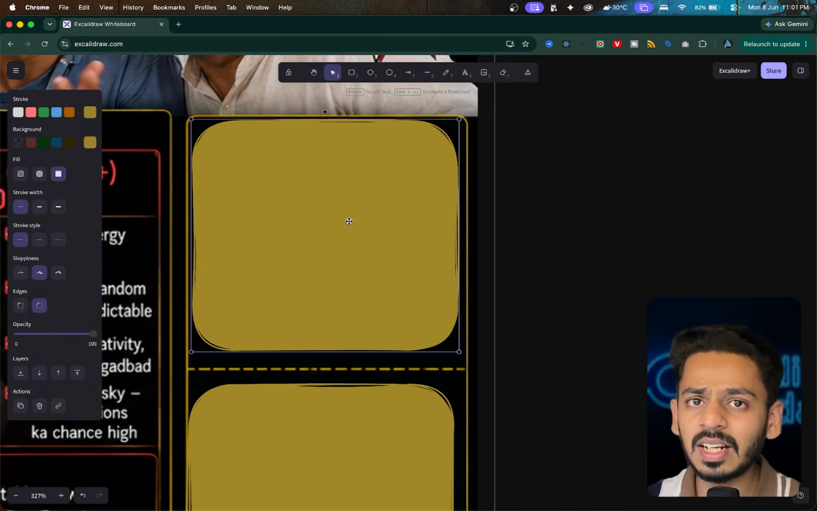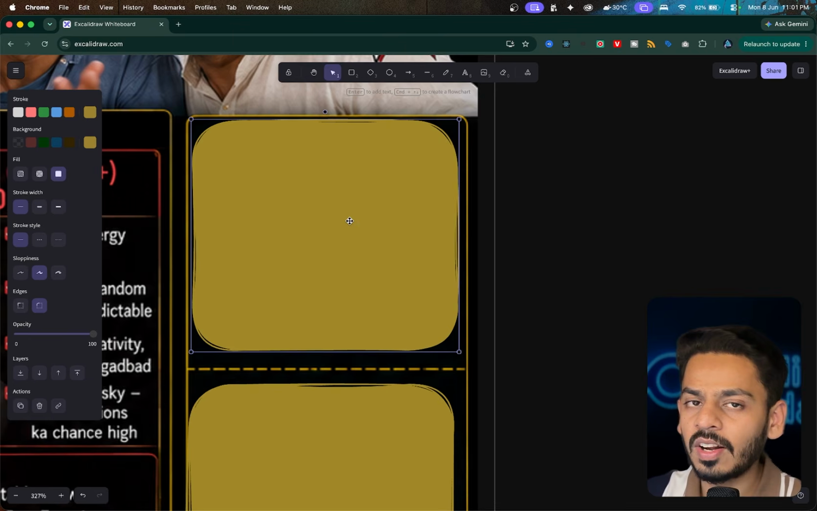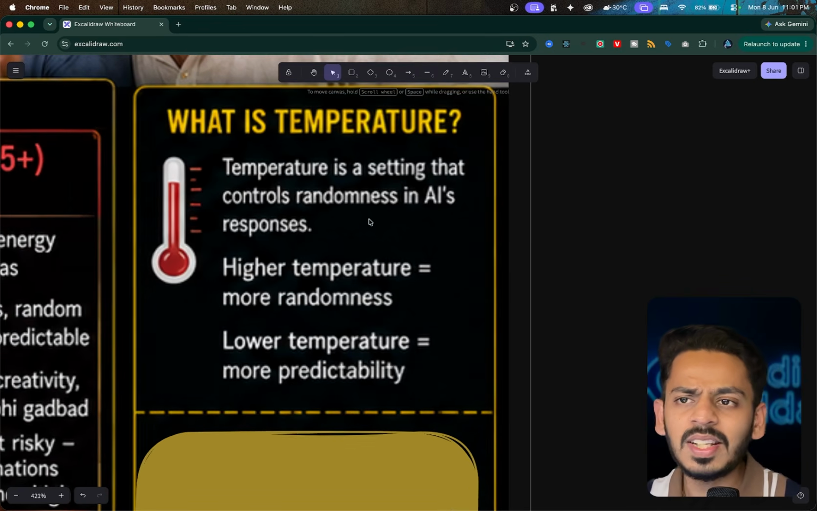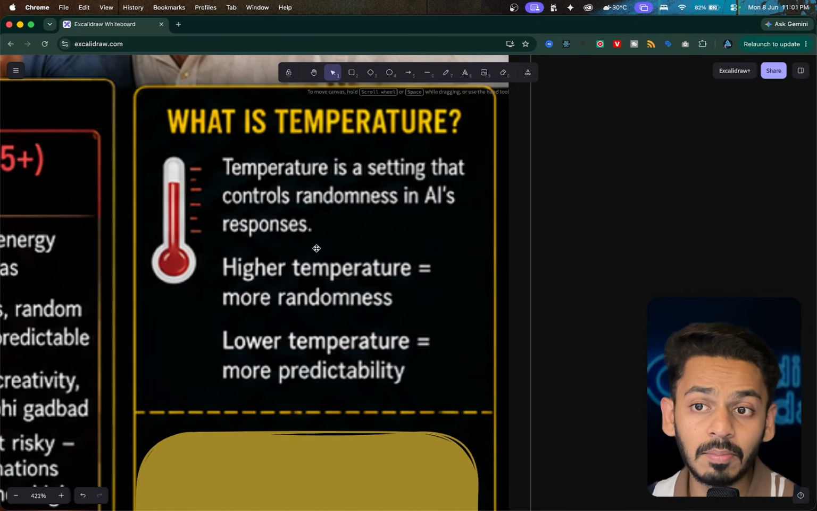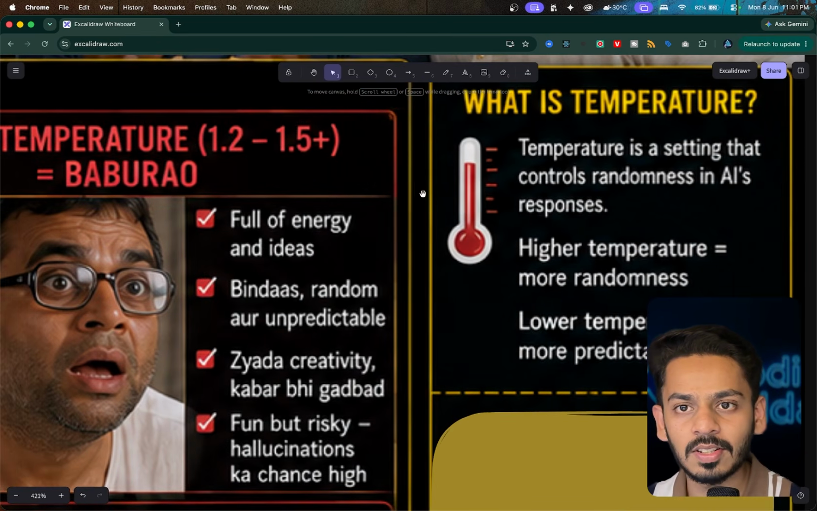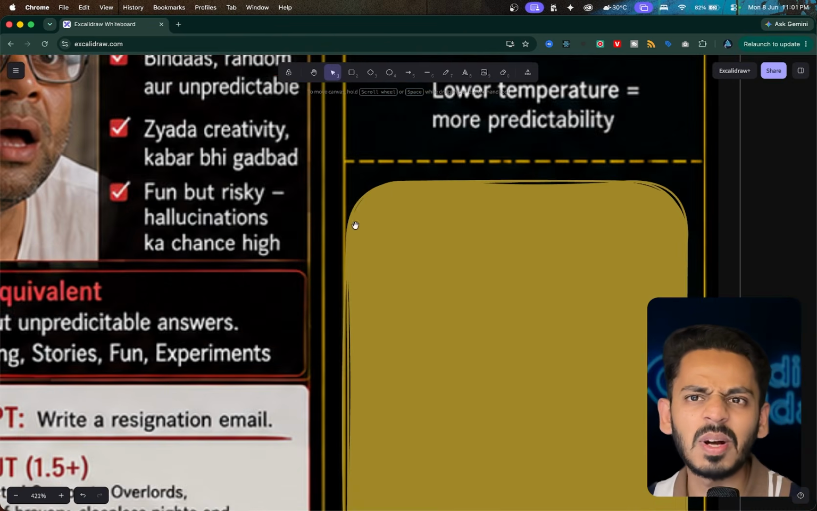These are the three personalities, but how are they used in the world of AI? So what is temperature here? Temperature is a setting that controls the randomness of AI responses. The higher the temperature, the more the randomness. Babu Rao had the highest temperature, so the randomness in the response was much higher.